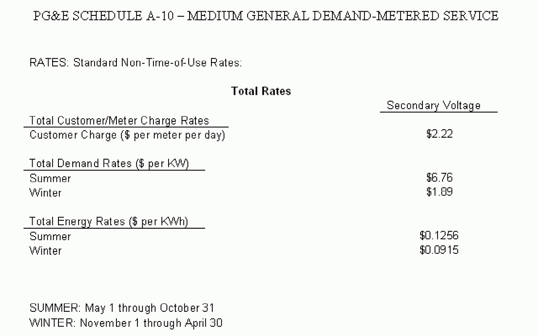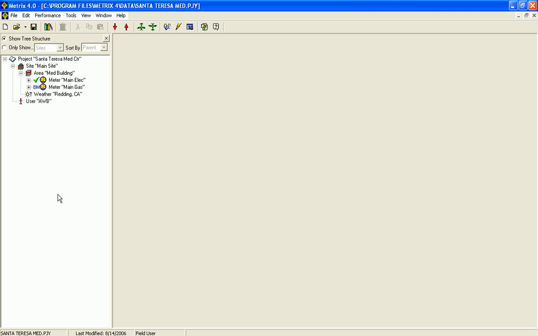Now let's take a look at the rate which we're going to be adding to our main electric meter. This rate contains a daily service charge of $2.22, a summer demand rate of $6.76 per kilowatt, a winter demand rate of $1.89 per kilowatt, a summer energy rate of $0.1256 per kilowatt hour, and a winter energy rate of $0.0915 per kilowatt hour. It should also be noted that the summer season lasts from May 1st through October 31st, and the winter season lasts from November 1st through April 30th.